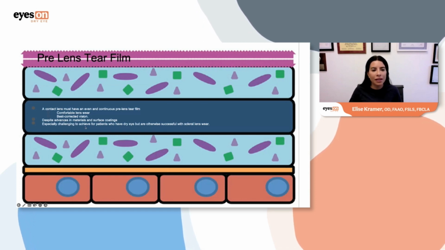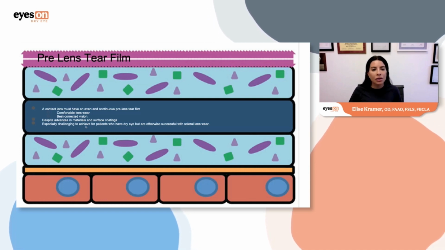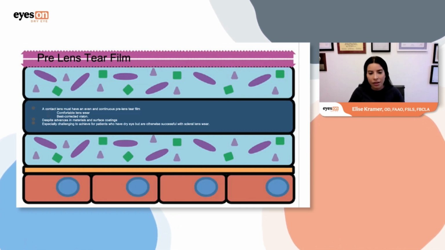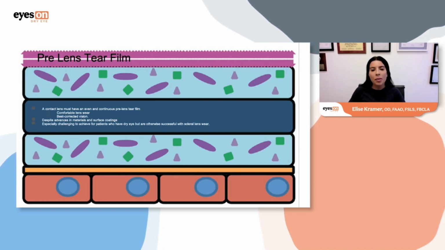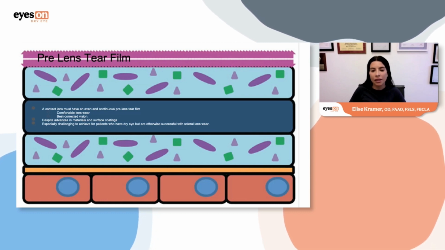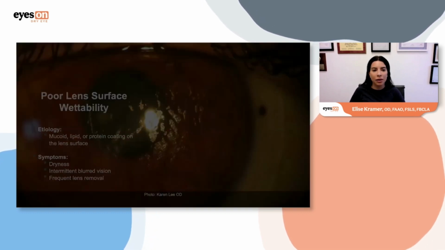Despite advances in materials and surface coatings of scleral lenses, it's especially challenging to achieve a good pre-lens tear film for patients who have dry eye but who are otherwise successful with scleral lens wear, because the scleral lens is promoting a healing of the ocular surface. But what about that tear film instability that you have on top of the lens? That needs to be addressed as well.